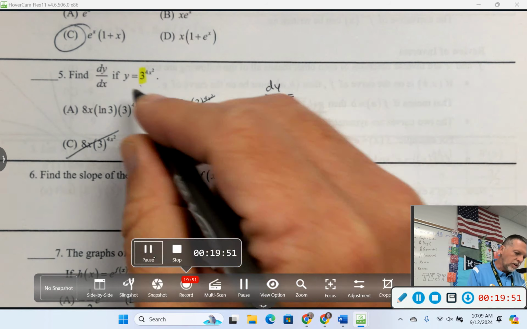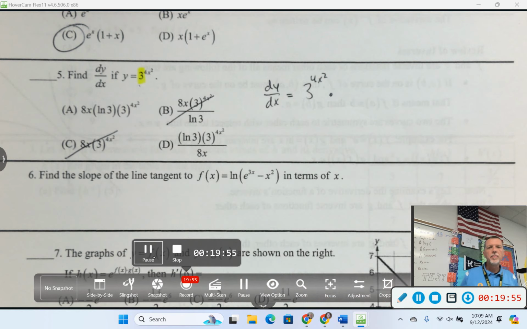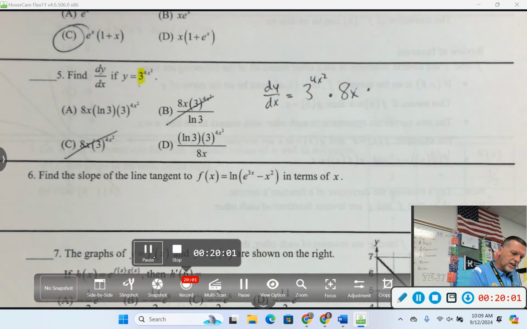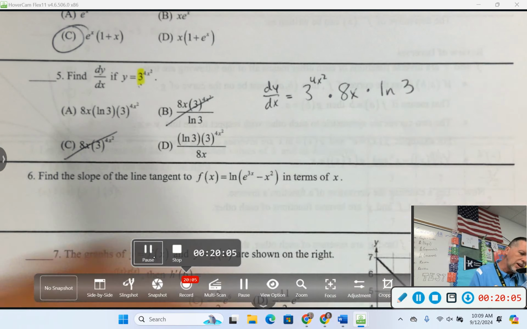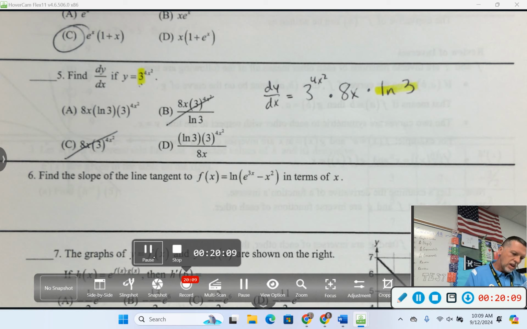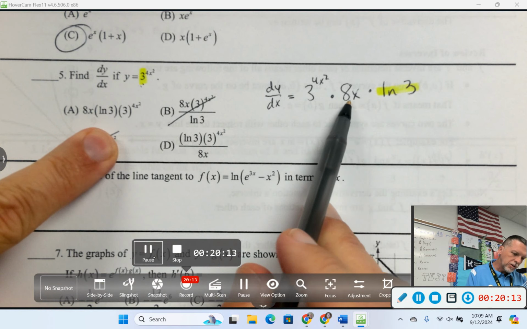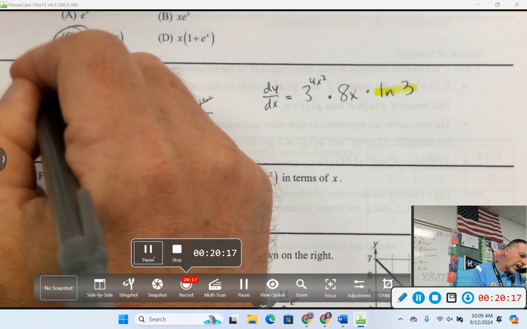Okay, so leave the 3 to the 4x squared alone, and chain rule would give me an 8x. And then base of 3 means I need a natural log of 3 as part of my answer as well. It's got them in a different order than I wrote them, but there's 8x, natural log 3, yeah, so that's answer A.